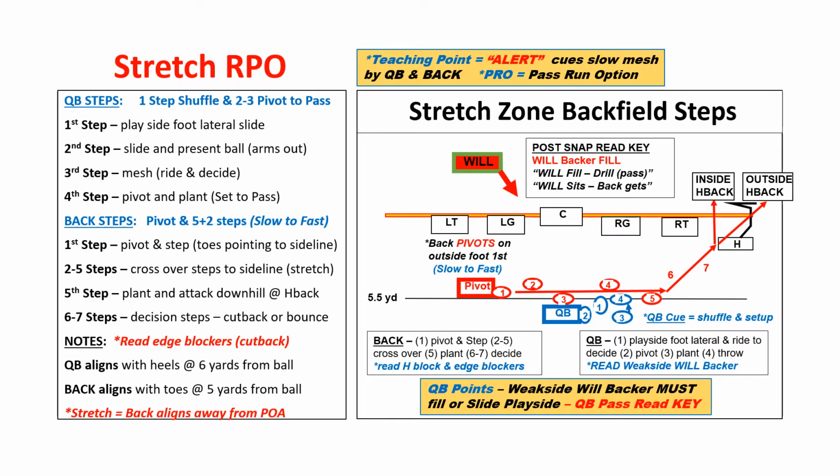For our steps on stretch zone, you can see from sidecar, the back is going to pivot with his foot away from the quarterback. We're going to go slow to fast, and then it's going to be 3 steps to the midline of the quarterback. Step 4 and 5, still going lateral, and then plant and read that H-back. Quarterback is simply going to take 1 shuffle step towards the play, and then pivot into his pass position, reading the will backer.